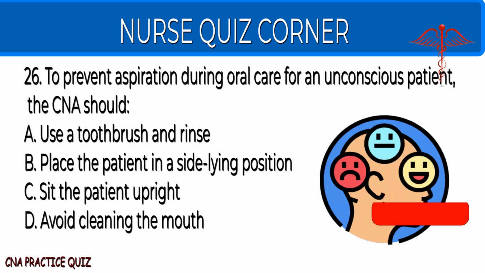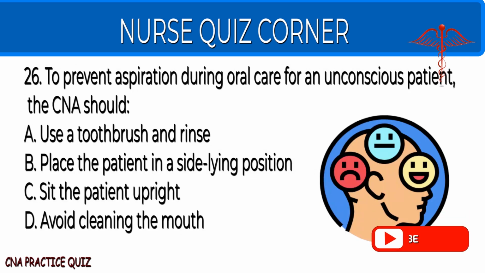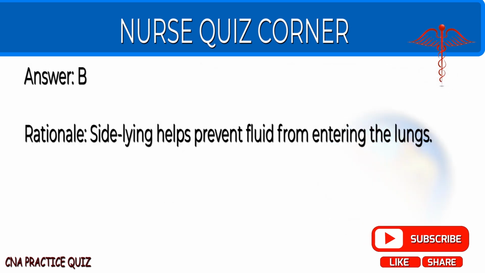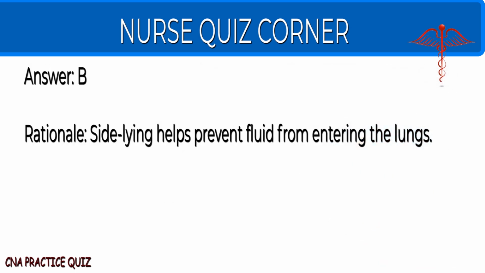26. To prevent aspiration during oral care for an unconscious patient, the CNA should: A. Use a toothbrush and rinse. B. Place the patient in a side-lying position. C. Sit the patient upright. D. Avoid cleaning the mouth. Answer B. Rationale: Side-lying helps prevent fluid from entering the lungs.